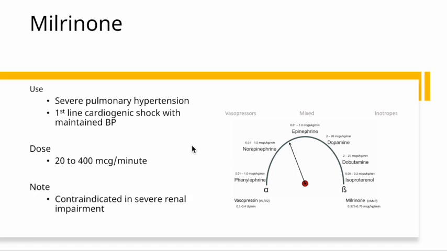Milrinone, again, is first line, just like dobutamine in patients with cardiogenic shock and a maintained blood pressure. The advantage of milrinone is that it decreases pulmonary vascular resistance. It can be used in patients with right-sided heart failure or in those with severe pulmonary hypertension. Milrinone is renally excreted, so it's contraindicated in those with severe renal impairment.